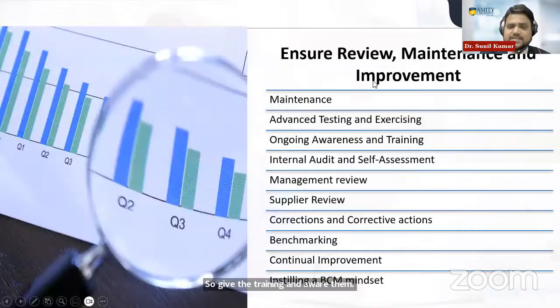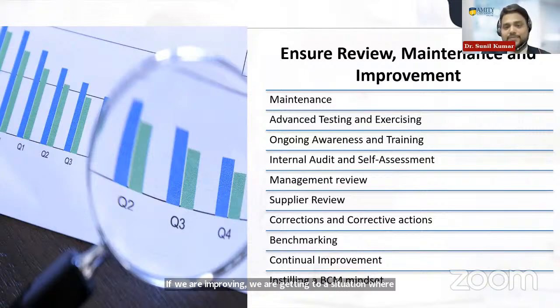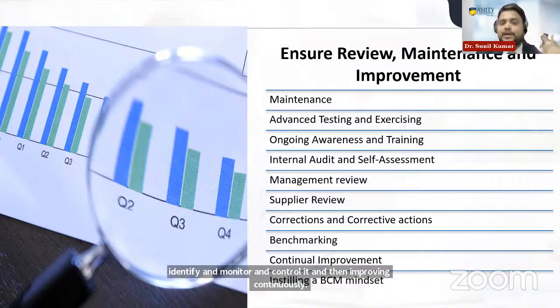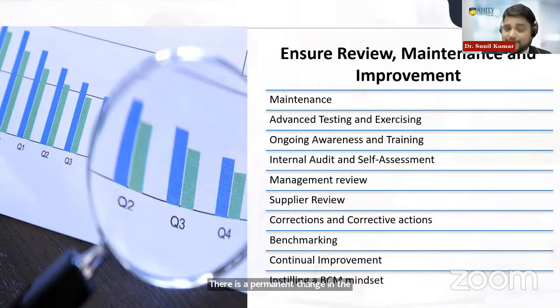Then the last best practice from my side, I would suggest, is to ensure review, maintenance, and improvement. If we are improving, we get to a situation where we can reduce the impact. We will ensure that we are doing the right thing. We are going to be impacted with minimum disruptions, so we will see fewer constraints in our process and our mechanism, right? So we should have a process to review, identify, monitor and control, and then improve continuously. So there is a permanent change in the mindset of every stakeholder, every person, not just the one who is responsible for it, but everyone who is connected directly or indirectly.